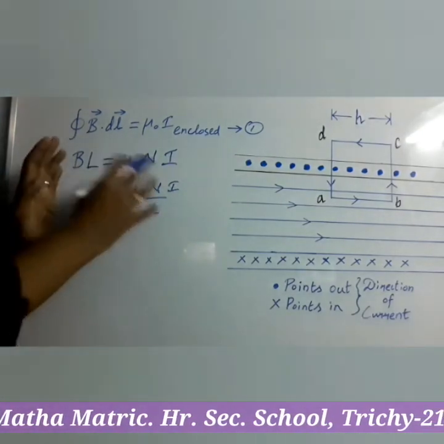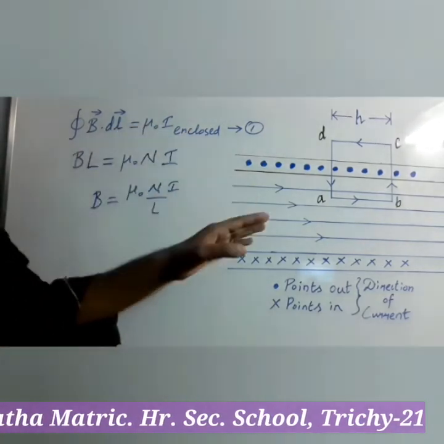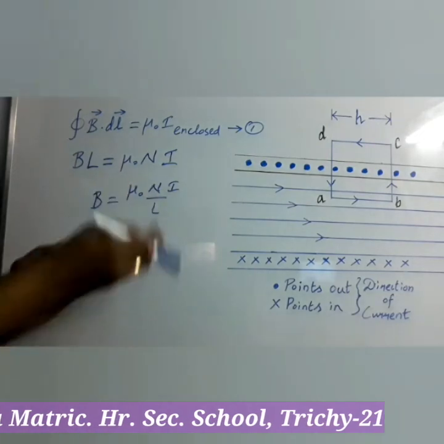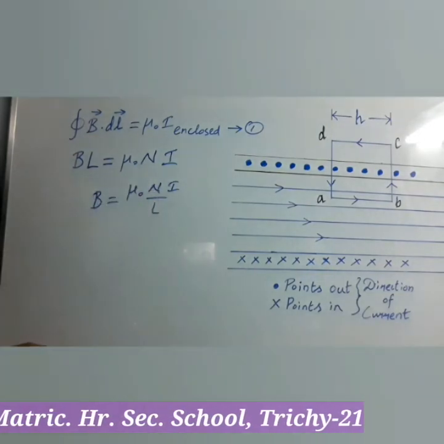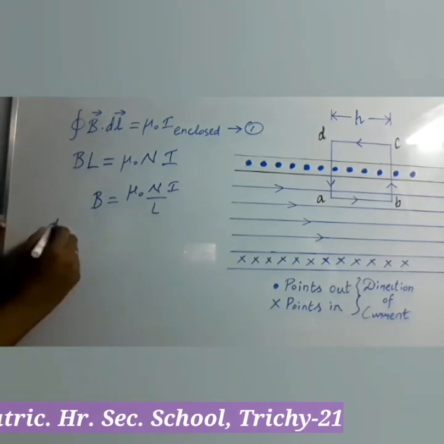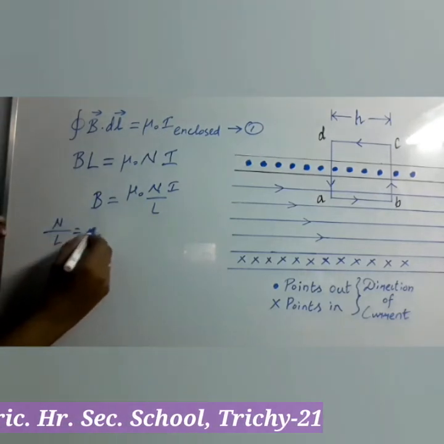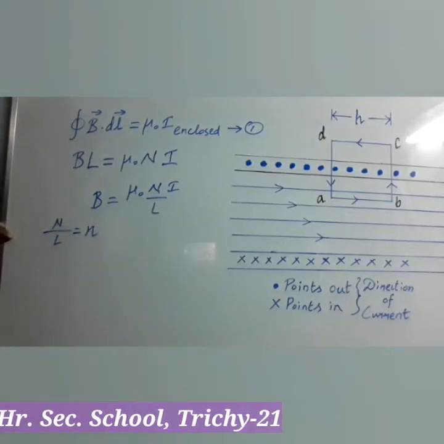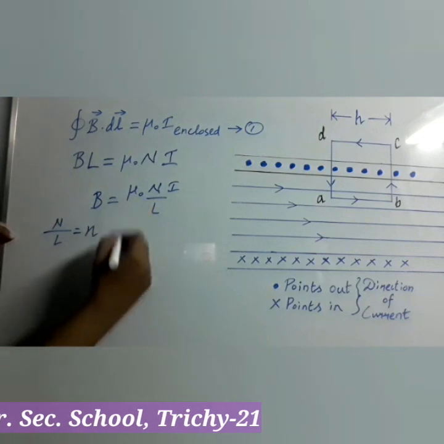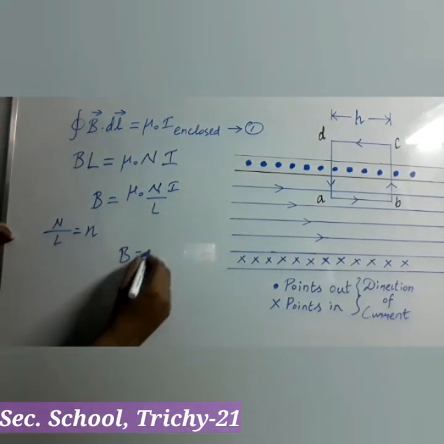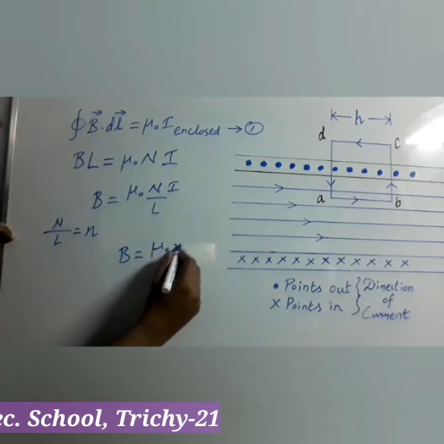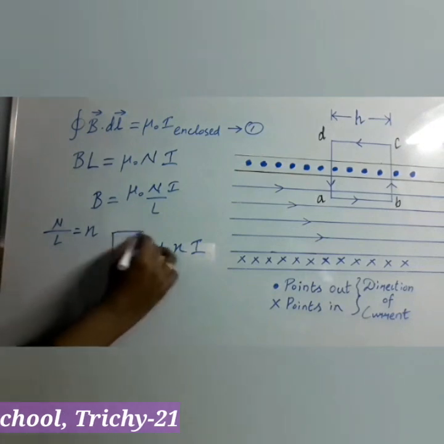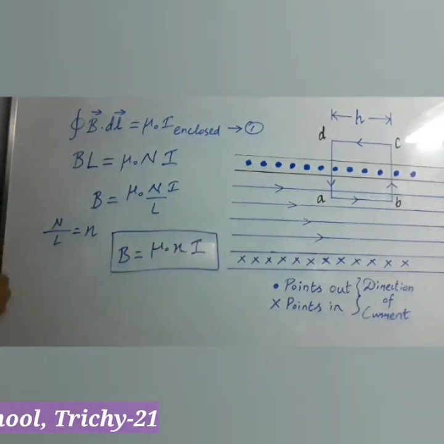It is the expression for the magnetic field inside the solenoid. Here the number of turns divided by the total length of the solenoid is nothing but the number of turns per unit length. So it can be written as small n. So it can be substituted in this expression. So magnetic field B is equal to mu naught n I. It is another expression for the magnetic field inside the current carrying solenoid.